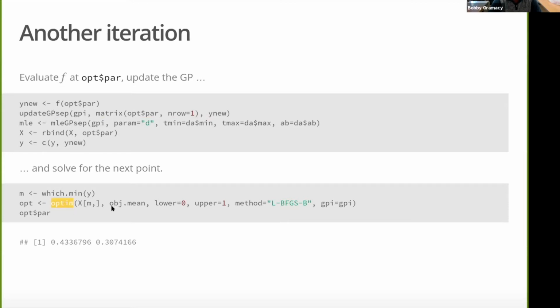I'm optimizing the same objective, but now it's been updated to incorporate the new information from the previous evaluation. And I'm going to ask what to do next. This is the point that I want to evaluate next. Let's look at that in a picture.